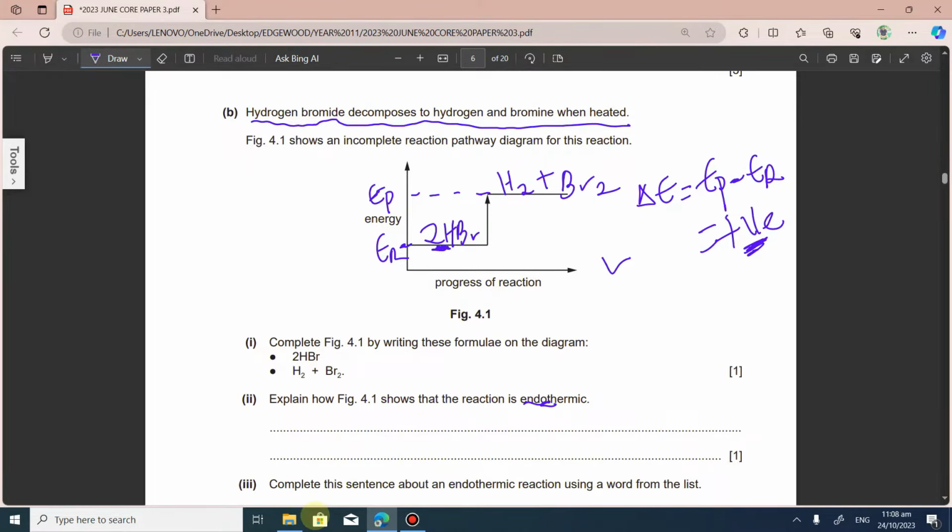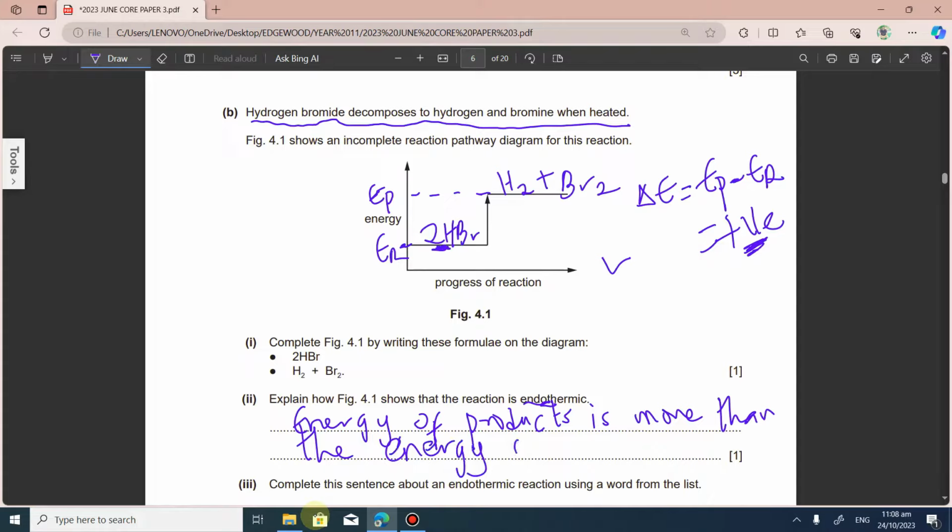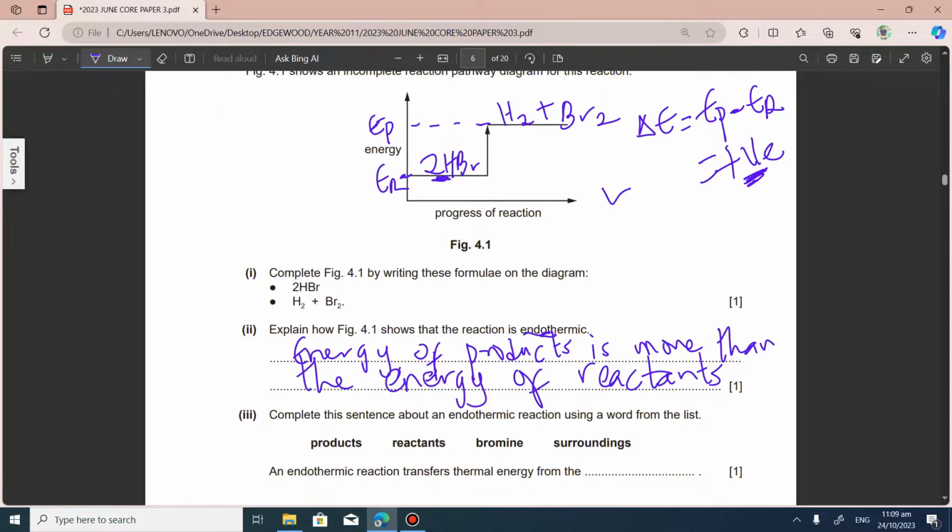So it's just to say that the energy of product is more than the energy of reactants. So just by writing this, you get your 1 mark. Or if you say that the energy of reactants is lesser than the energy of product, either way, it's still the right perspective. I believe that's clear.